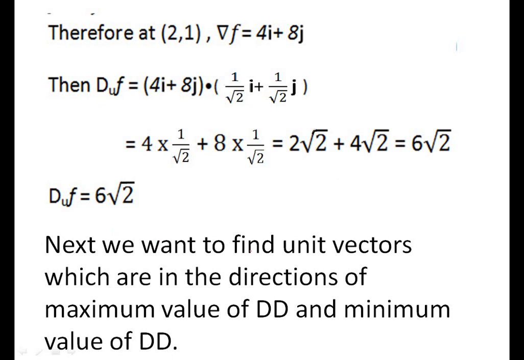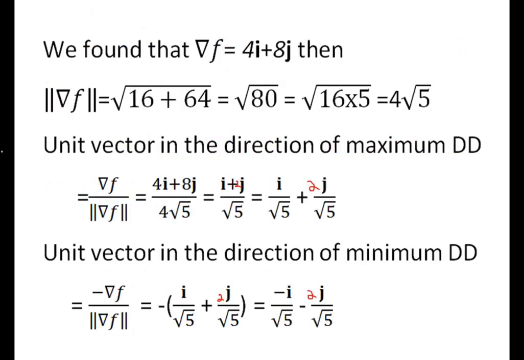Okay, next we want to find the unit vectors which are in the direction of the maximum value of the directional derivative and the minimum value of the directional derivative. That is, we found that del f, the gradient of that function, equal to 4i plus 8j at the point (2, 1). Then norm of del f equal to root of 4 squared plus 8 squared, that is 16 plus 64, that's equal to root 80. We separate that into 16 into 5, that is root of 16 into 5, that's equal to 4 root 5.